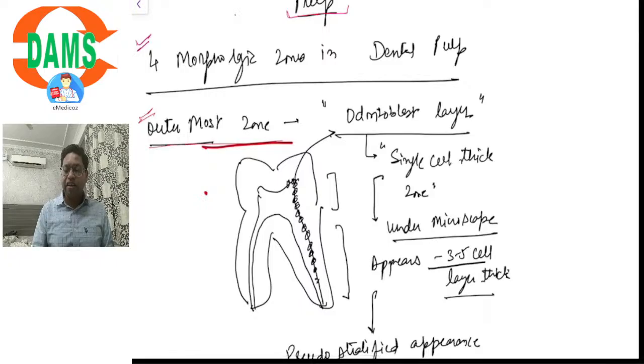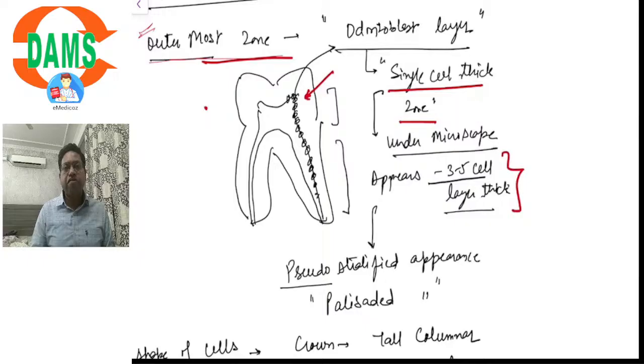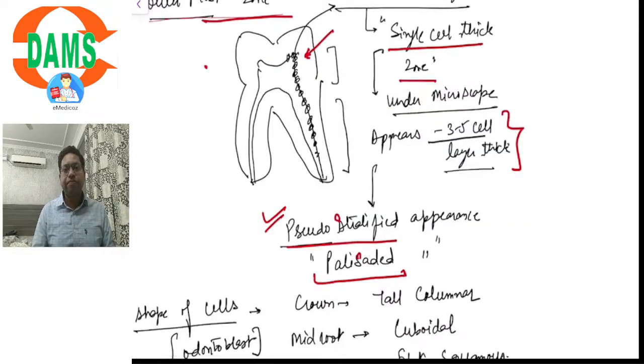This odontoblast layer, as is shown in this diagram, is a single layer of cells that outlines the pulp from the crown to the root. But whenever we see this odontoblast layer under the microscope, it appears 3 to 5 cell layers thick. This microscopic appearance is called the pseudo-stratified appearance of the odontoblast layer. Pseudo means false, so falsely it appears to be 3 to 5 cell layers thick. This appearance is also called the palisaded appearance of the odontoblast layer.